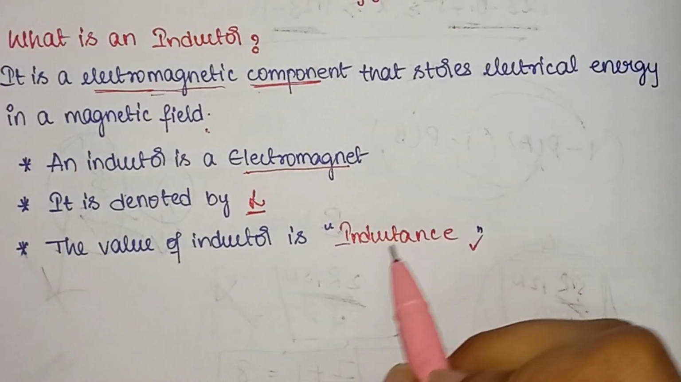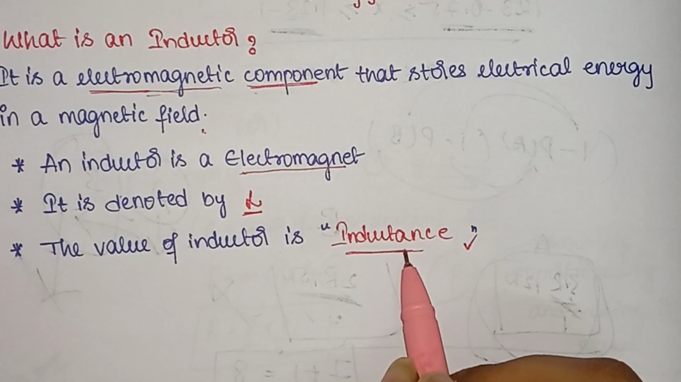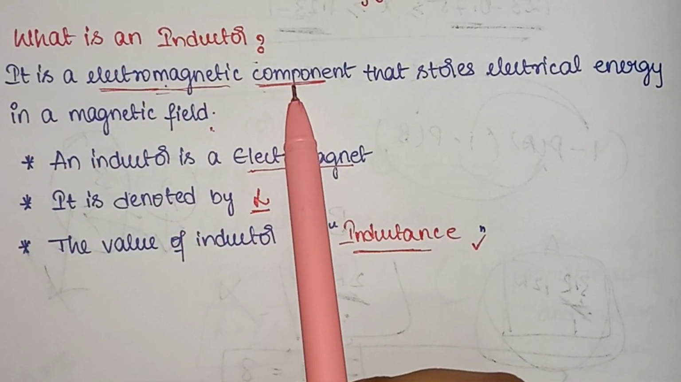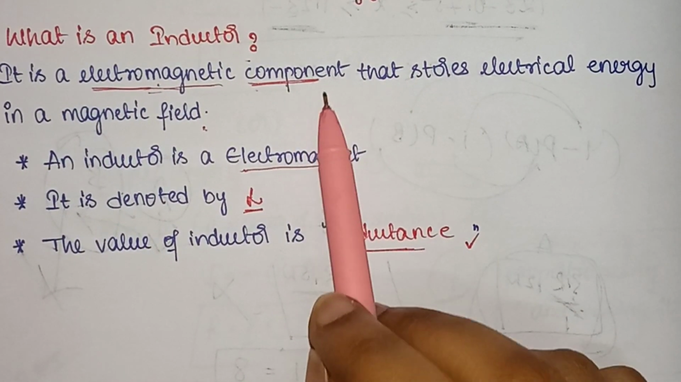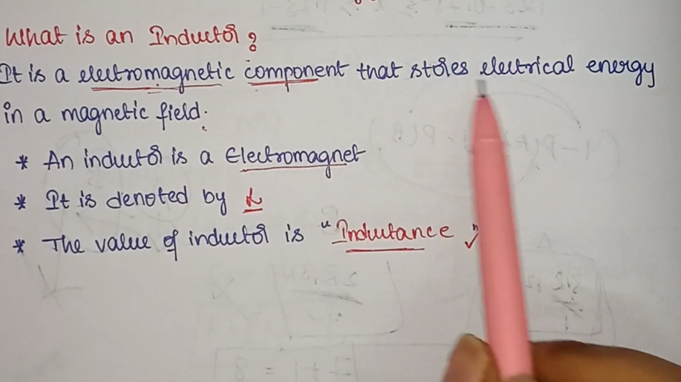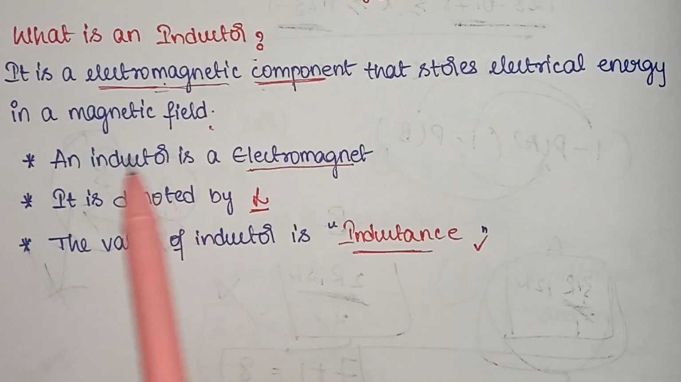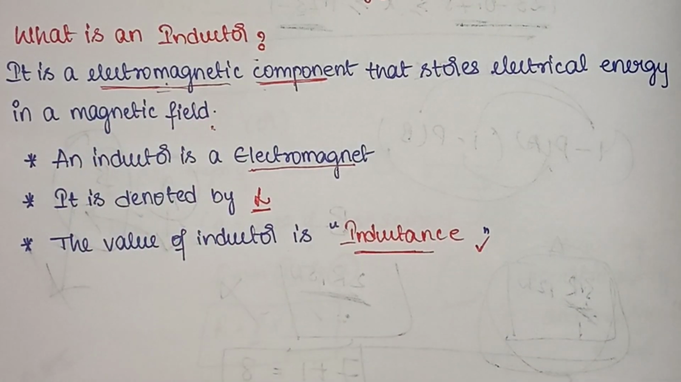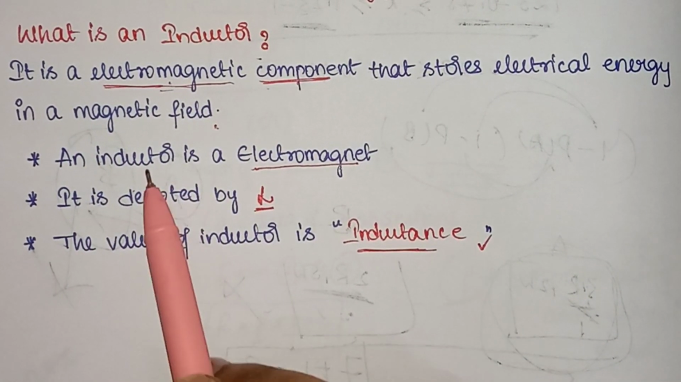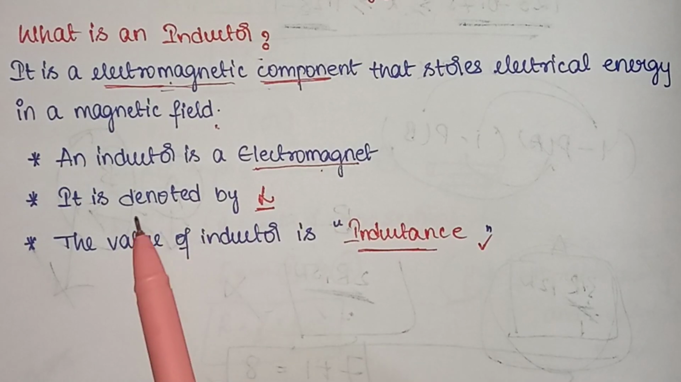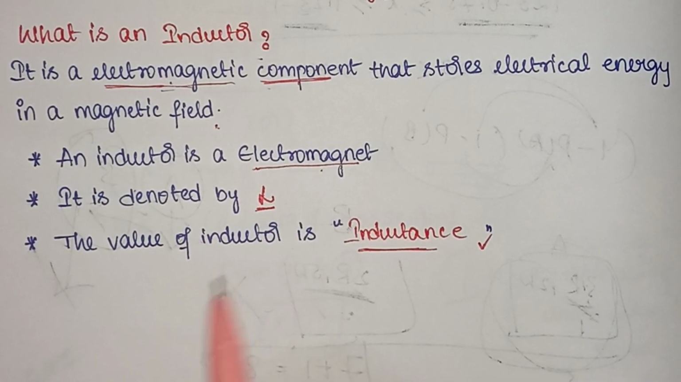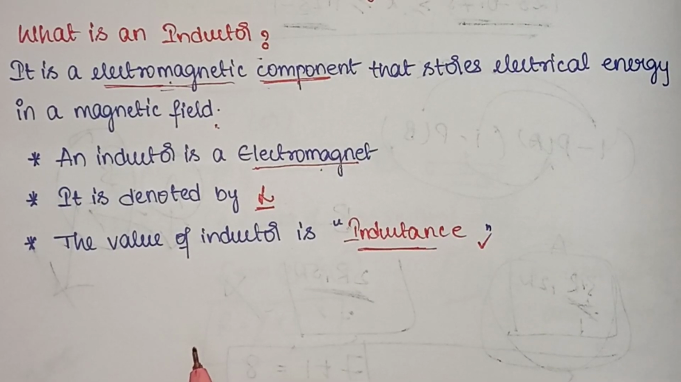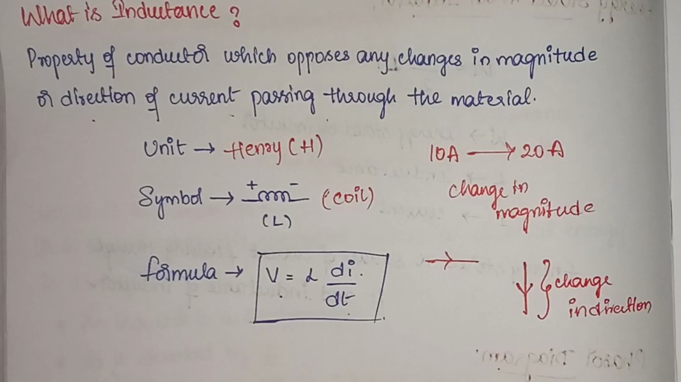So if you understand that, we can deal with inductance part. So in brief, inductor means it is an electromagnetic component. What does that electromagnetic component do? It stores electrical energy in a magnetic field. It stores the energy that is present in the magnetic field. So in short, they are telling you that it is an electromagnet. It is denoted by letter L and the value of inductor is inductance. So now let's see what is inductance.